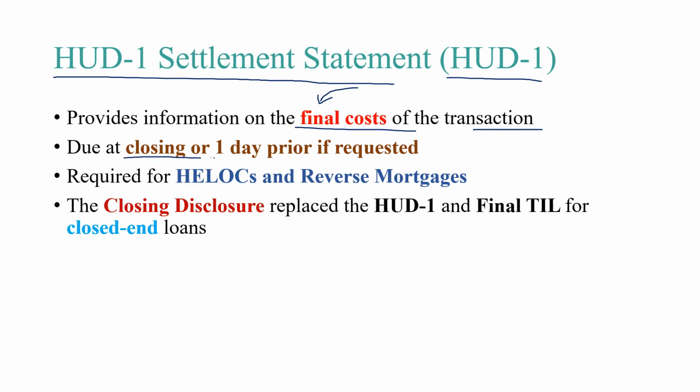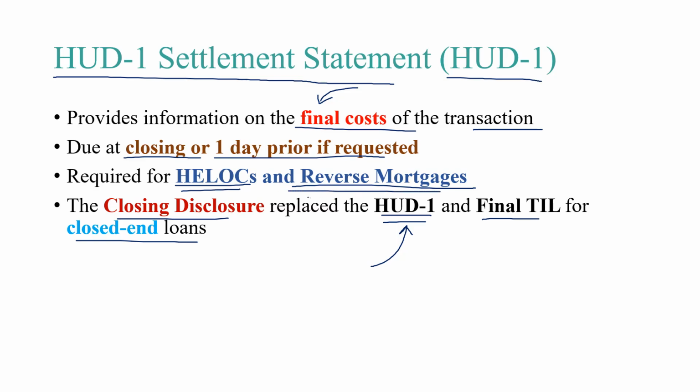It's due at closing or 1 day prior if requested. It's required for HELOCs and reverse mortgages only. And the closing disclosure replaced the HUD-1 and the final TILA for closed-end loans. So you will not see the HUD-1 used for closed-end loans. The HUD-1 is used for HELOCs and reverse mortgages only.